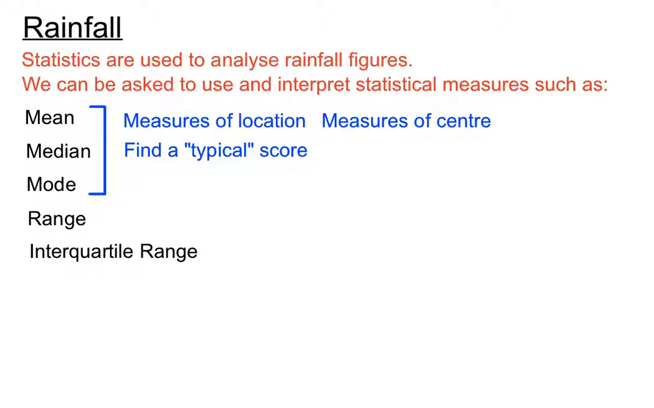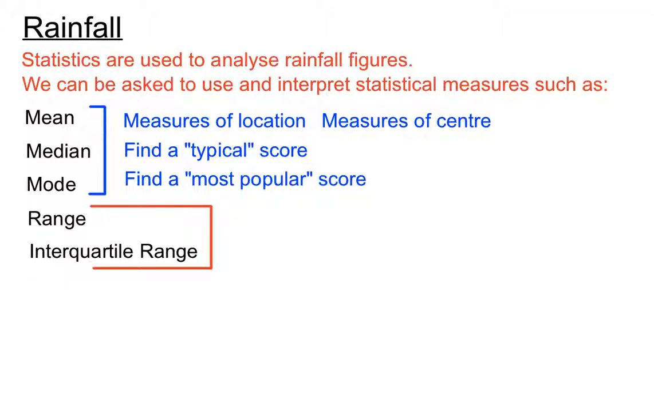I mean, a batting average of, say, 40 runs per innings gives us an idea of what's typical for that batsman, and so an average rainfall figure for, say, July gives us an idea of a typical amount of rain falling in July. Also the mode might tell us the most popular score. That's the definition of a mode, the score that occurs the most. So that can give us an idea of rainfall figures as well. Now we have range and interquartile range, and those two measures tell us more about the spread. So we can use these statistical measures to analyze rainfall figures.